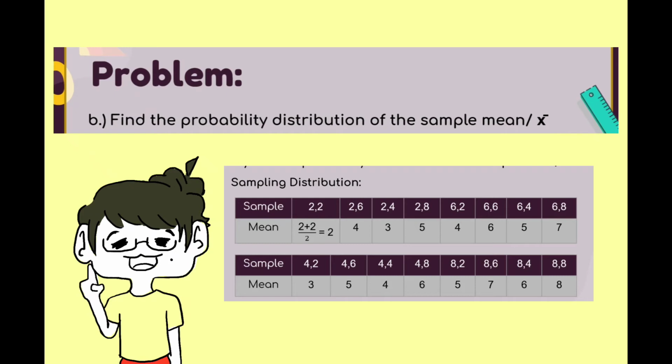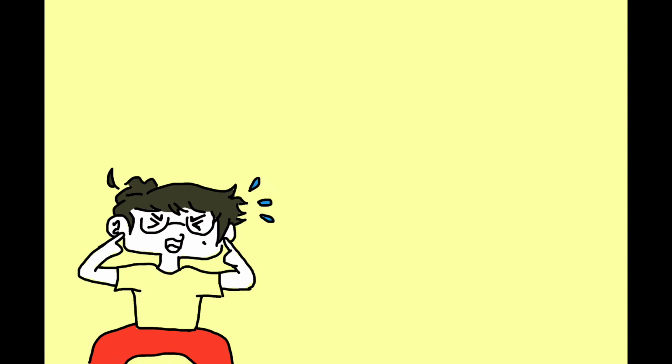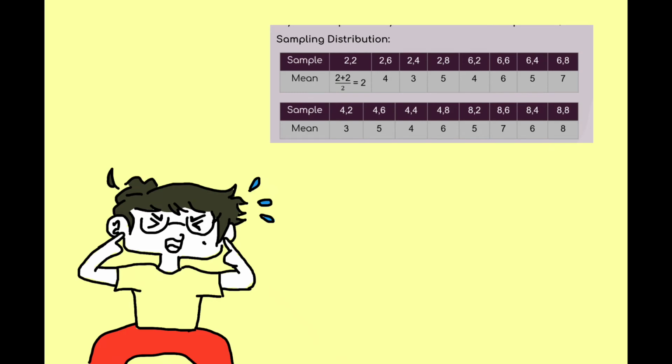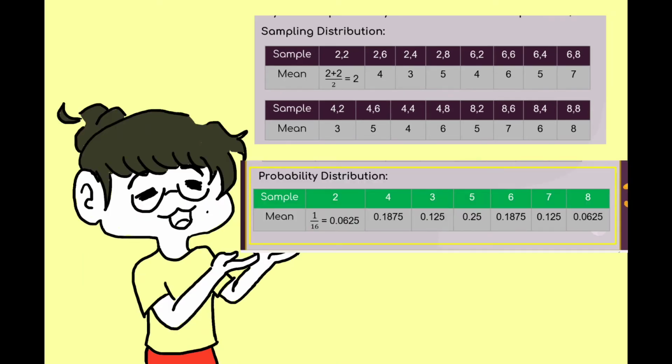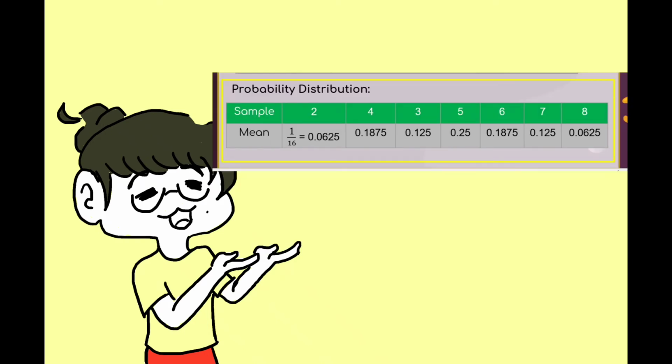After we find all the means for the sample, we can now fill out the probability distribution. What you put in the sample for the probability distribution are the numbers in the mean from the sampling distribution. Note that when a number repeats, you don't put it anymore. Here is the probability distribution. You solve for the mean for the probability distribution by dividing the number of times the mean from the sampling distribution was repeated to the number of samples from the sampling distribution. Like this one. 2 only came once in the mean for the sampling distribution. So that means we divide 1 to 16. So now this is our probability distribution.